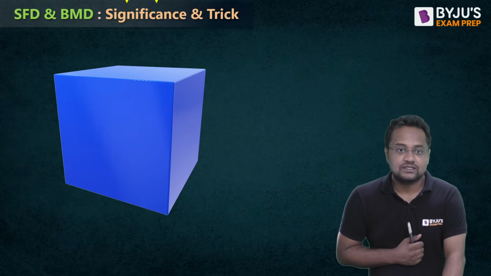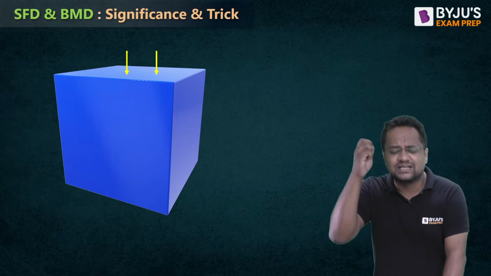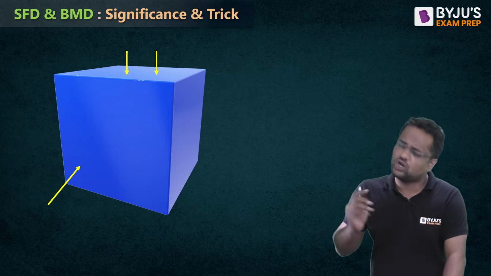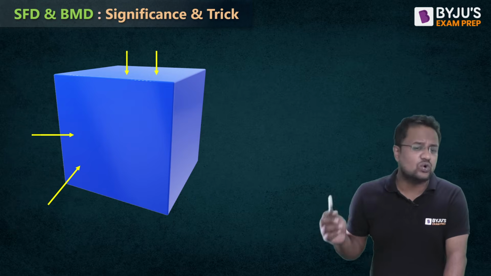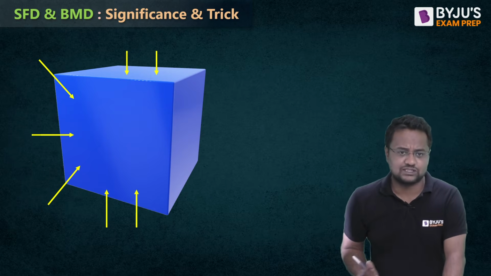Now, suppose this is a beam and in this beam various forces are acting. I am considering the beam to be in the most general case. Vertical loads are coming, horizontal loads are coming, horizontal loads in the other direction are coming, inclined loads are coming, moment is coming, everything is coming in this beam.